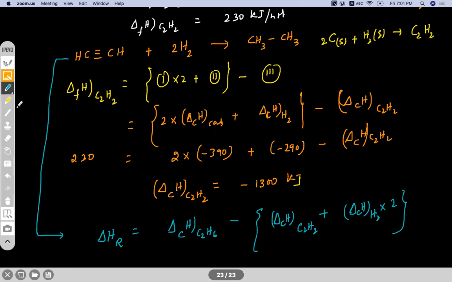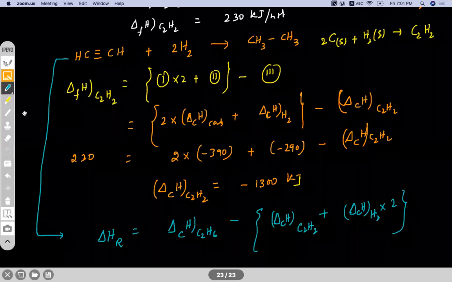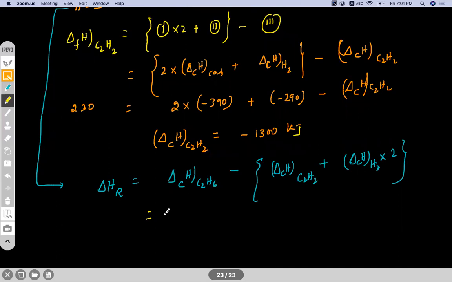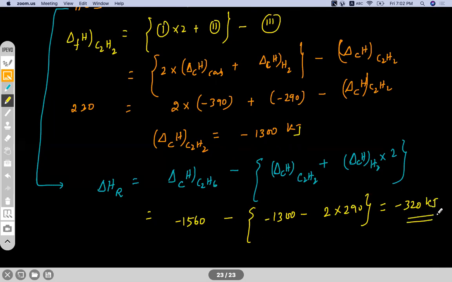Now, all the values you have, you just need to substitute into this in order to get the answer. You see here, the enthalpy of combustion of C2H6 is given in the question, -1560, minus the enthalpy of combustion of C2H2 we have calculated, -1300, minus 2 times 290 for hydrogen. When you solve this, you'll get approximately -320 kilojoule. This is the answer we have.